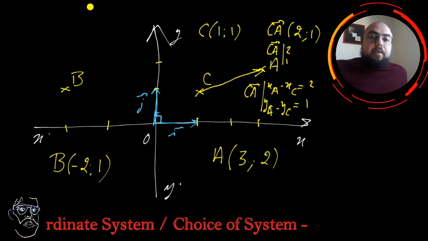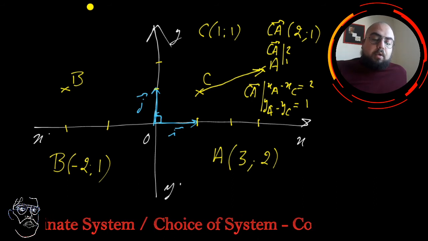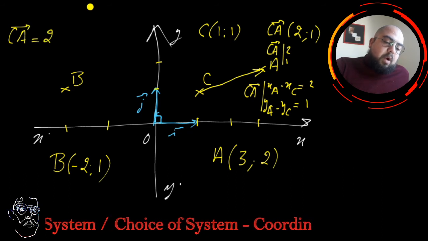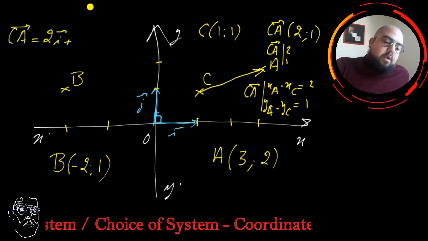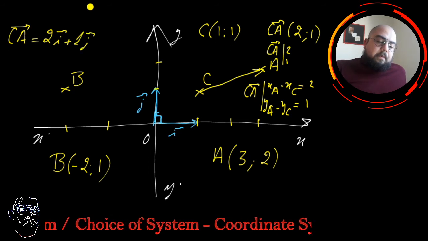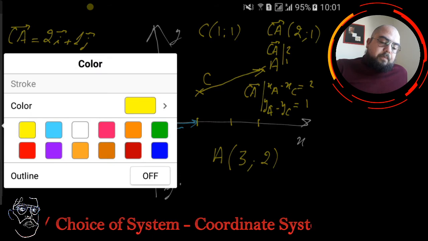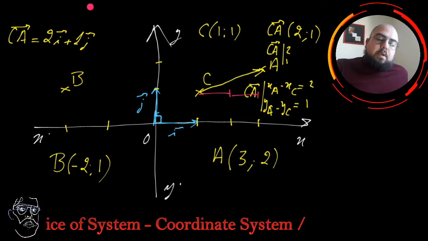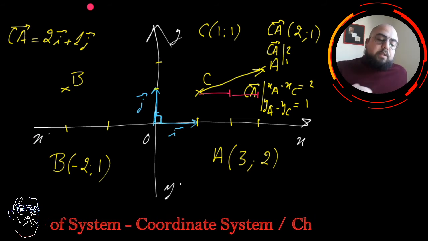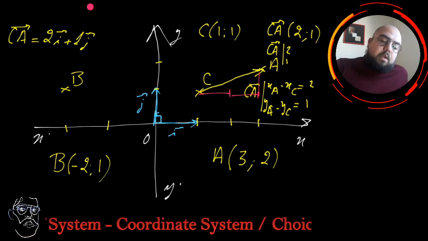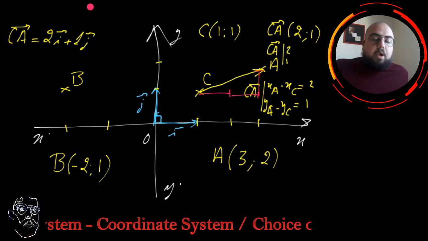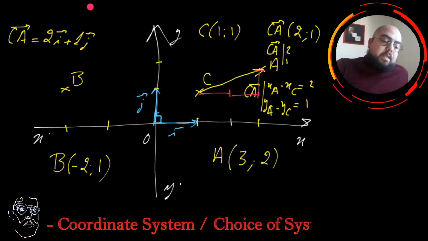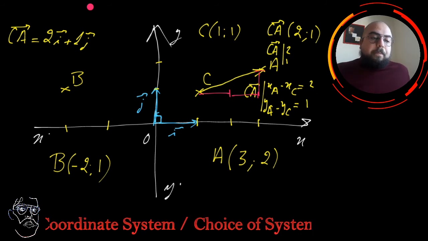If you want to use the unit vectors I and j, you can write down CA as CA is equal to 2i plus 1j. And in fact, if you check CA, it has 2 units towards the positive part of x prime or x, so 2i, and then 1j. So this is how you will have CA written in the form xi plus yj, 2i plus 1j.